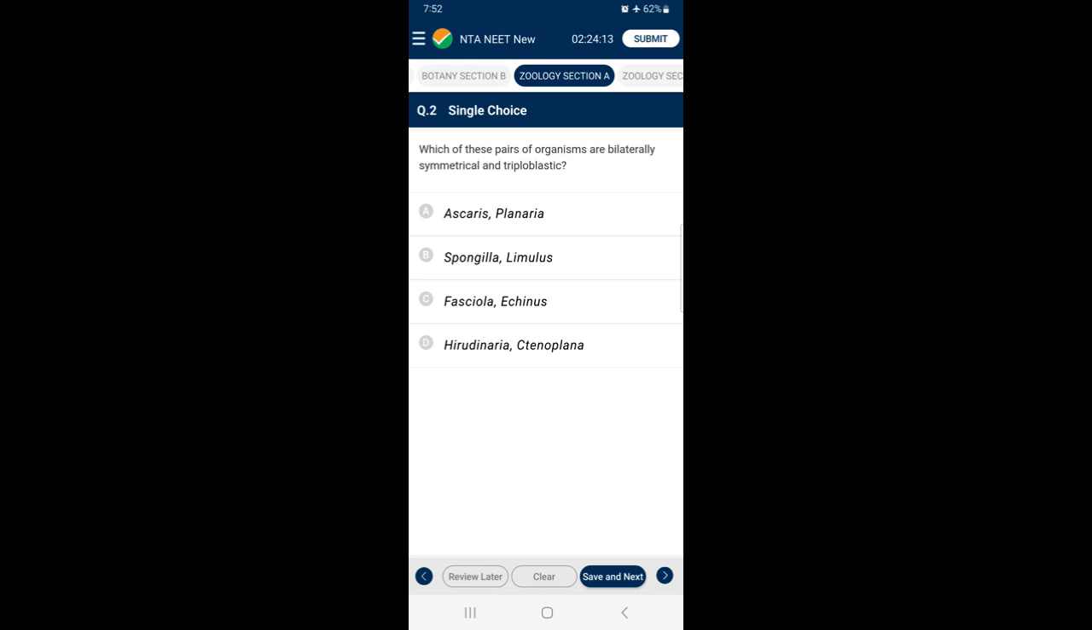Question number 2. Which of these pairs of organisms are bilaterally symmetrical and triploblastic? The members of phyla Aschelminthes and Platyhelminthes are triploblastic and bilaterally symmetrical. Ascaris is a roundworm, while Planaria is a freshwater flatworm. So the answer is option A, Ascaris and Planaria.